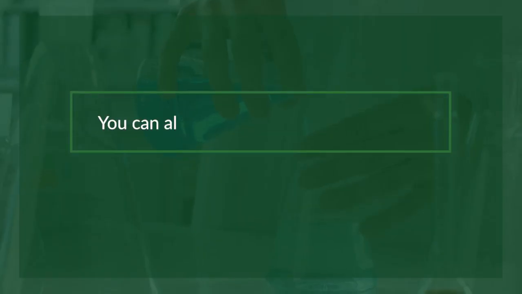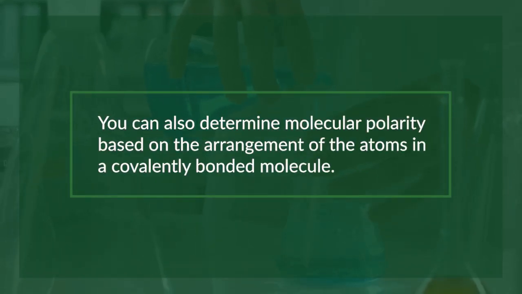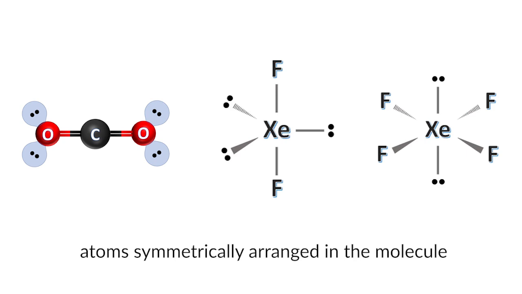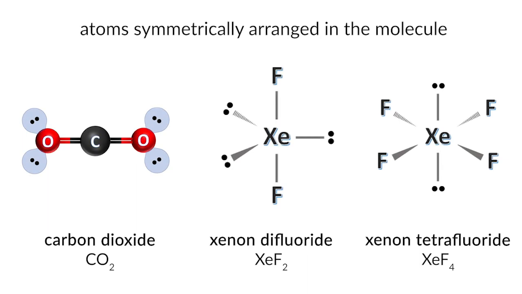Now, aside from examining the bond polarity in its structure, can you think of another way to determine the polarity of a molecule? If you observe that the atoms are symmetrically arranged in the molecule, the dipole moments would cancel out. And so, the molecule is non-polar. But take note that this technique is useful only for simple molecules, those with just one central atom to which all other atoms are attached.